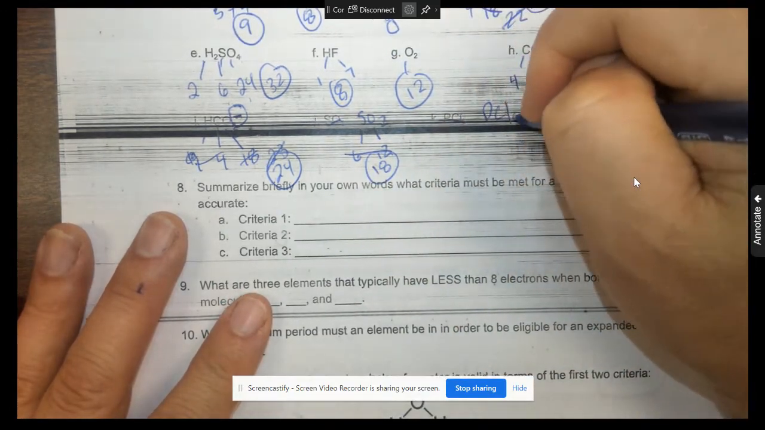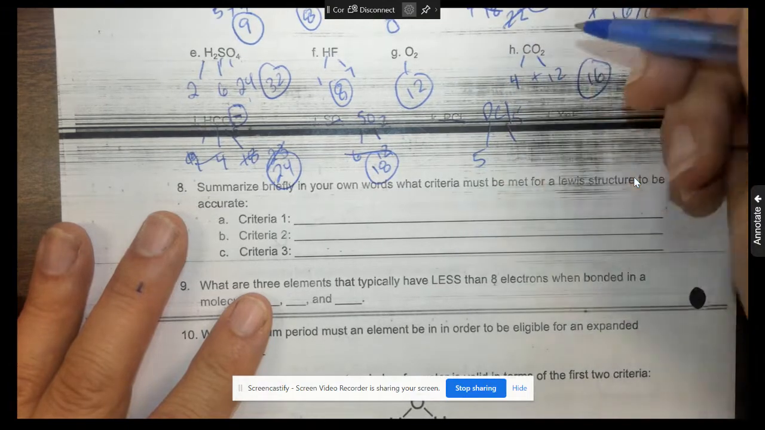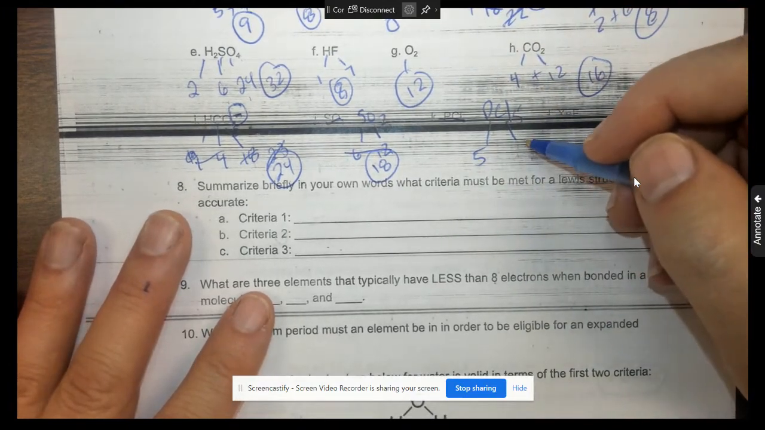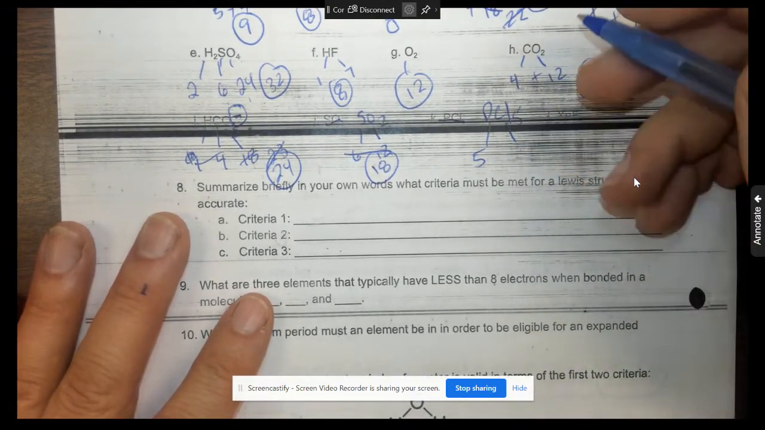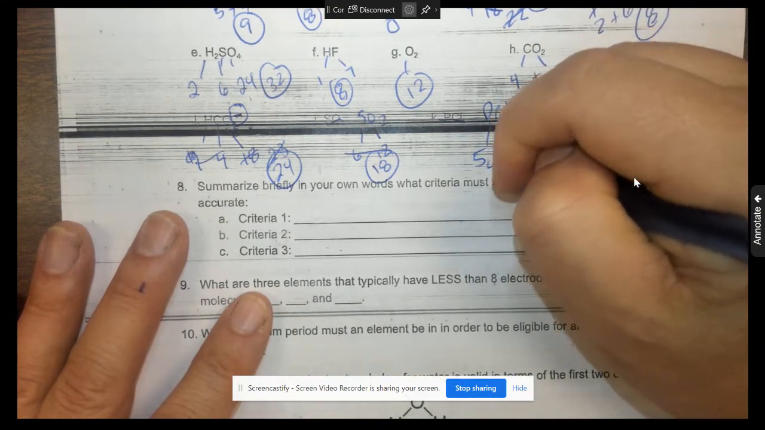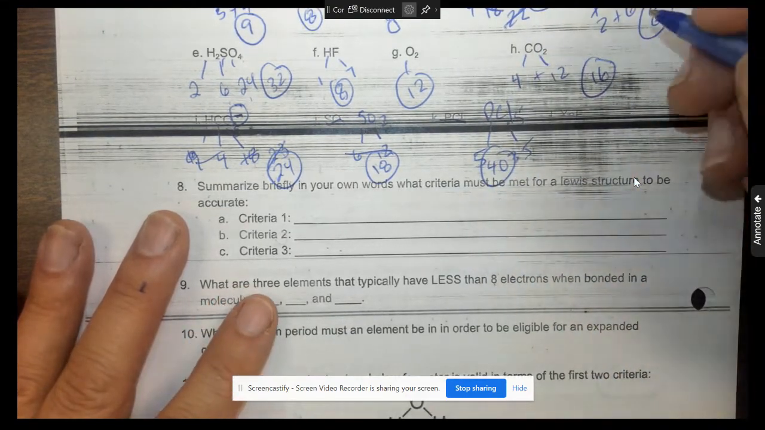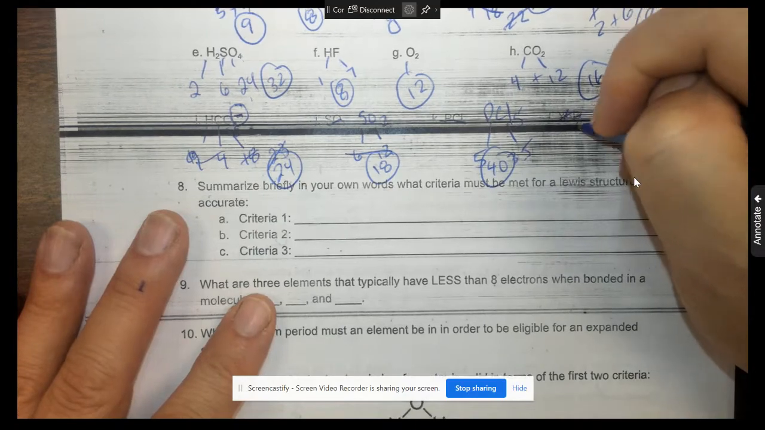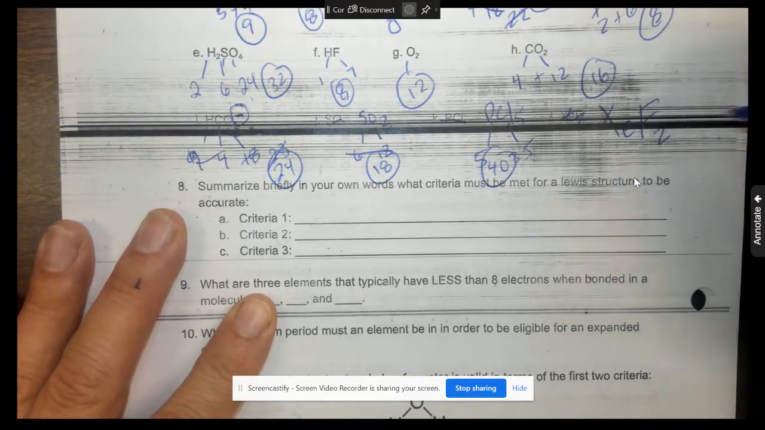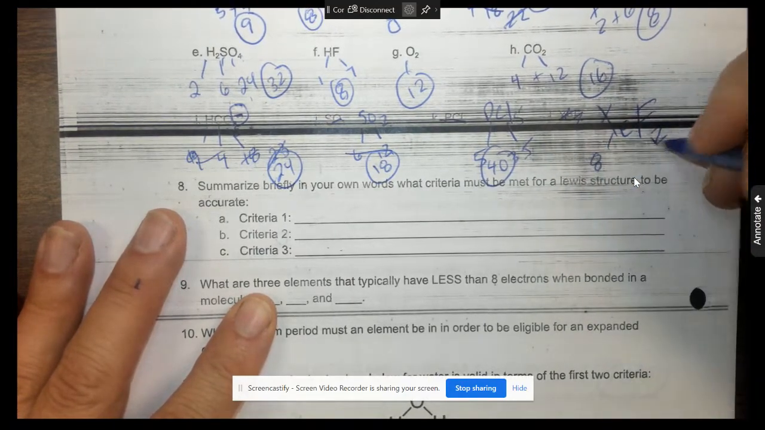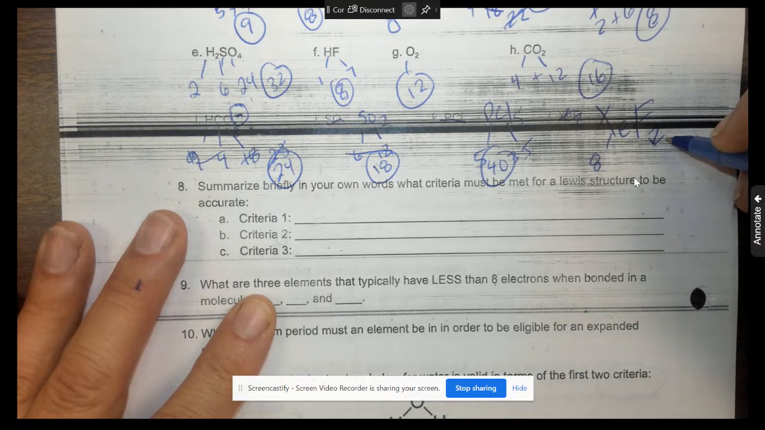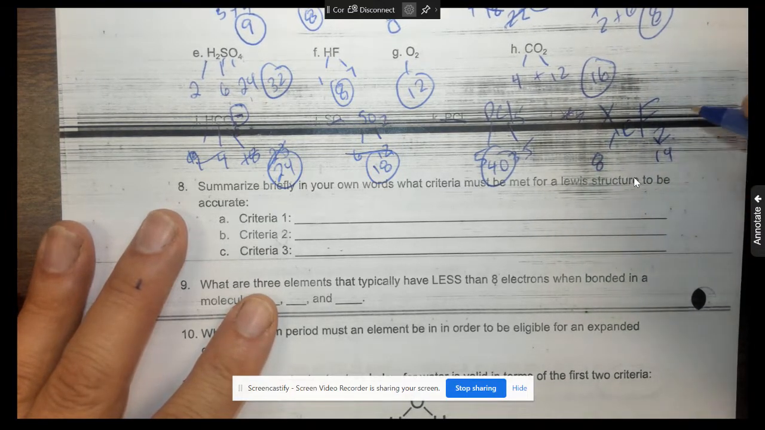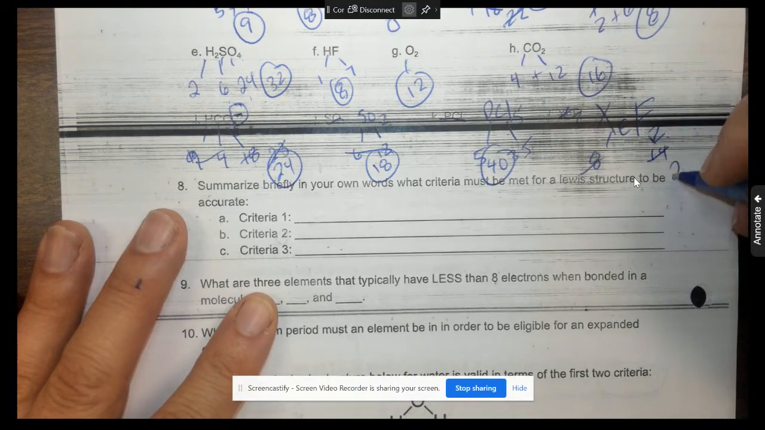This is going to be PCl5, 5 for phosphorus. If you look on the periodic table, chlorine has 7 valence. Times 5 is 35, which is 40, another multiple of 8. And let's say this is XeF2. That would be 8. Fluorine is 7. 7 times 2 is 14. 14 and 8 makes 22.